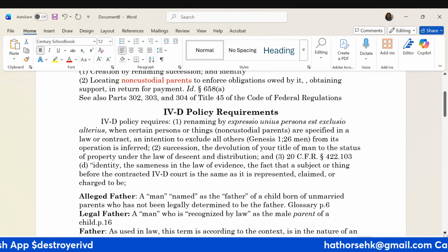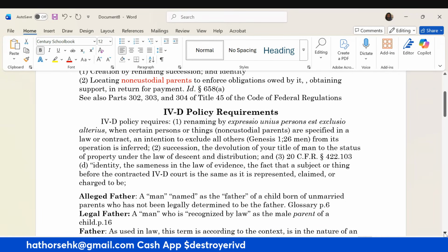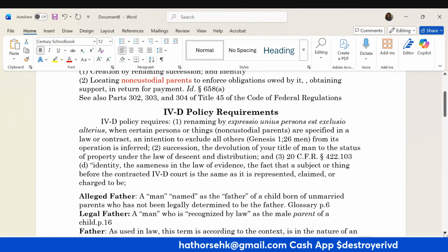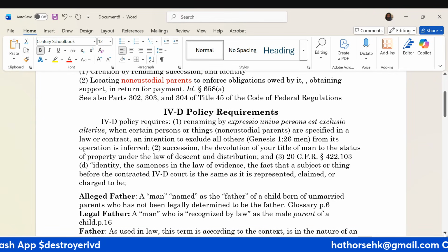The second one is succession. Succession is the de-evolution of your title of Genesis 1:26 man to the status of property under the law of descent and distribution. Gentlemen, property has no rights. Do you understand that? You comprehend it? It has no rights. It is owned. And three, identity.